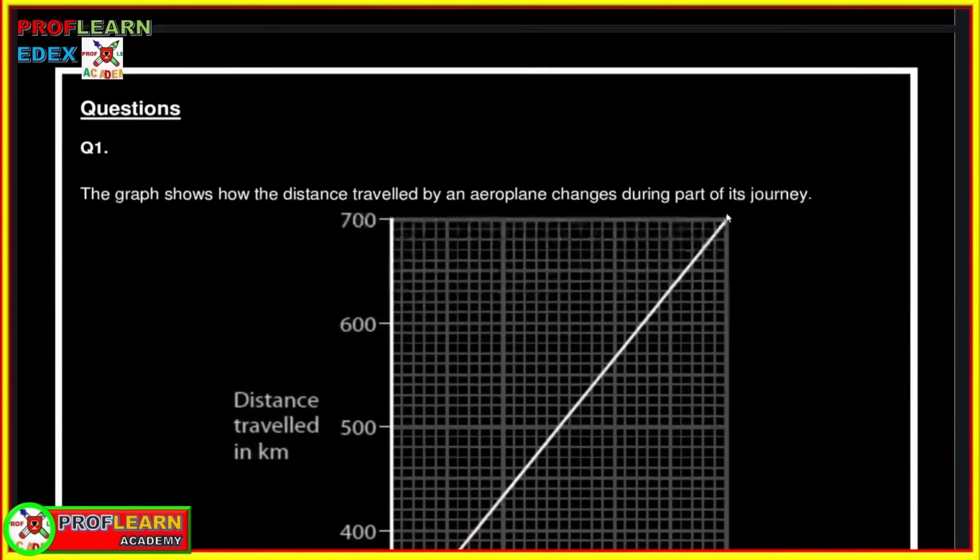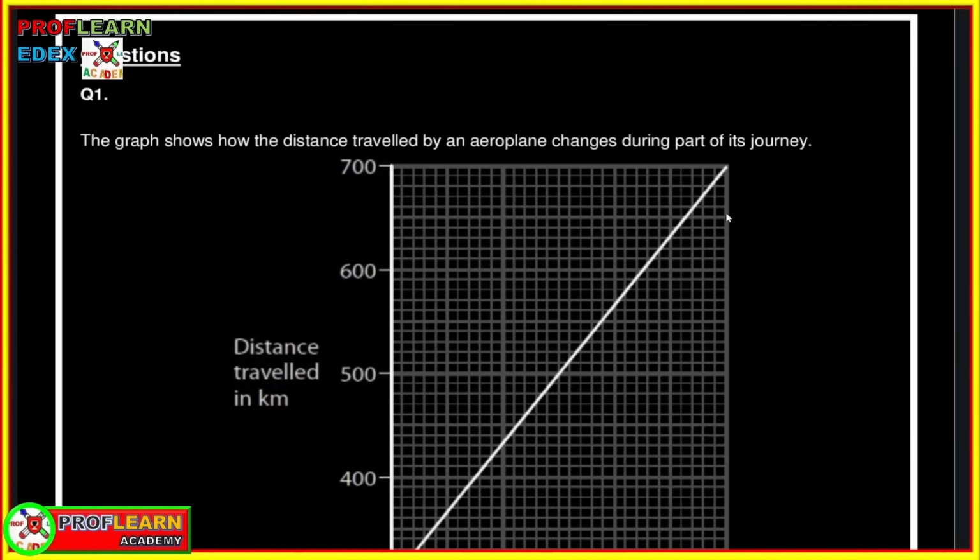We need to go straight to the first question. Question 1, I've tried to bring up the concept of motion graphs, and here we are having a distance time graph. So meaning that from a distance time graph you can be able to get distance covered by an object, and also if you work out the gradient of a distance time graph, you are able to get the speed of the object.